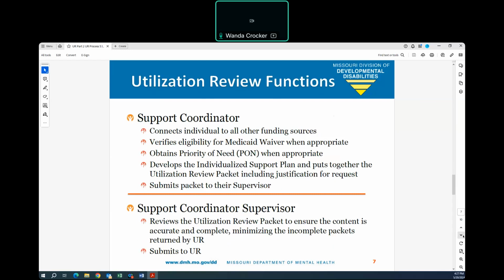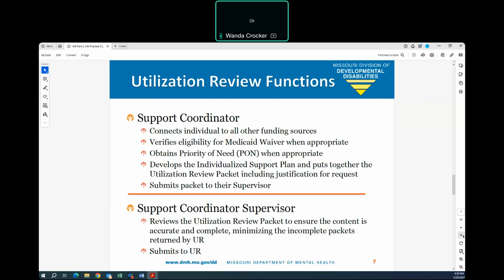So just to give a review and help people understand the different roles that each person in the process plays, because utilization review is a process. Oftentimes people think of utilization review as a person, when in fact the utilization review process starts with the support coordinator and then it moves through multiple hands. And so it's a multi-approval, multi-stage process. It starts with the support coordinator, who before asking for waiver services is responsible to connect that individual to all other funding sources. They're responsible to verify the eligibility for Medicaid waiver when appropriate. They're responsible to obtain the priority of need, or PON, when appropriate.